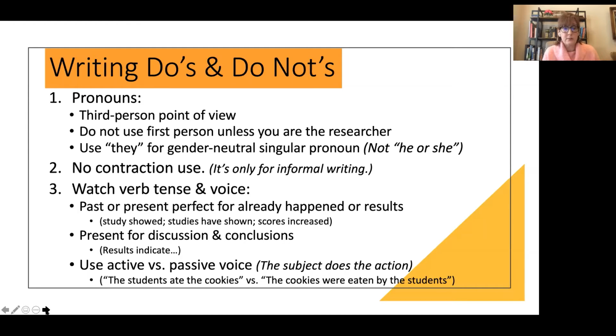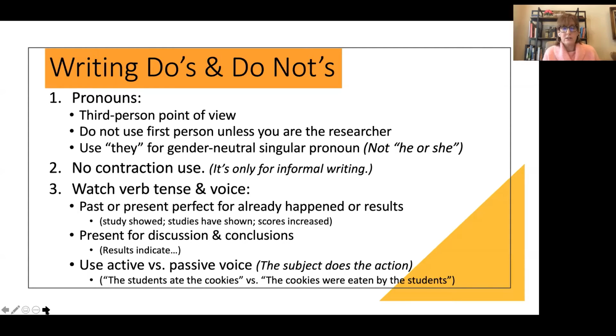So there's a change in the pronoun use: use they, the pronoun they, for the gender neutral singular pronoun, not he or she. That's how we used to do it, that we would write he or she or just say he, but now APA scholarly writing requires they.